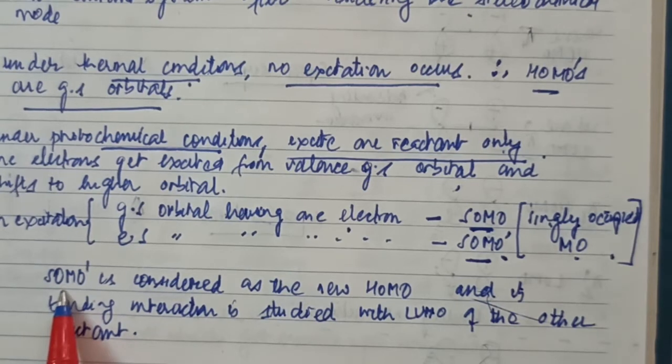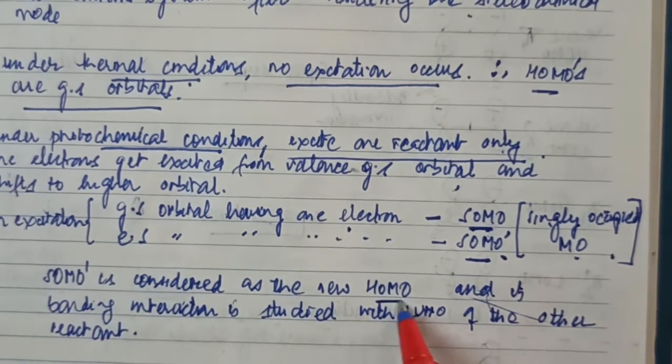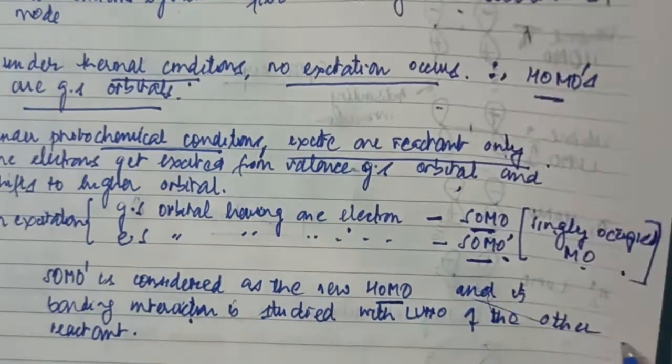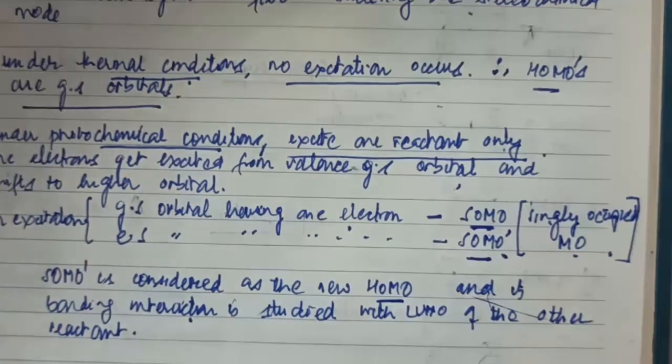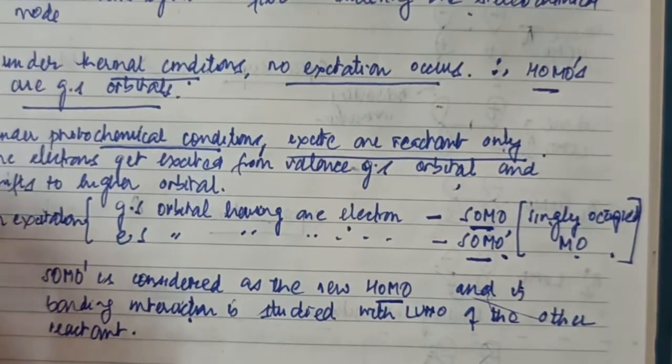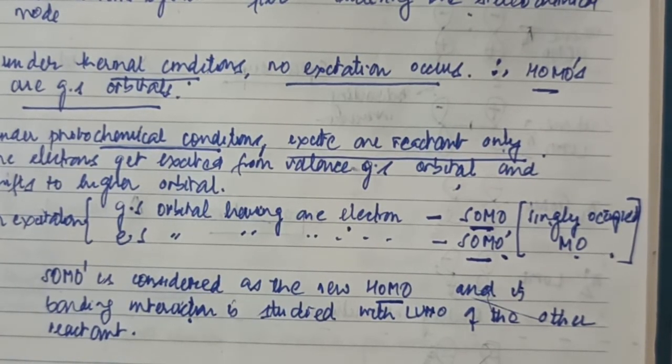Now the SOMO dash, that is the higher energy orbital, is considered as the new HOMO, and it is the bonding interaction of this orbital which has to be studied with the LUMO of the other. I'll repeat this point again, this is important. What does it mean? Under photochemical conditions, if I'm talking about a cycloaddition reaction, I know I have two reactants.